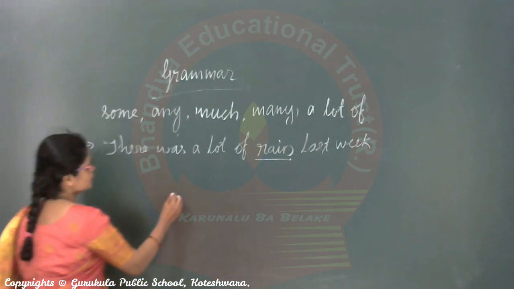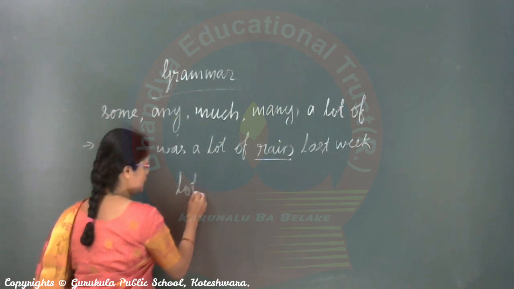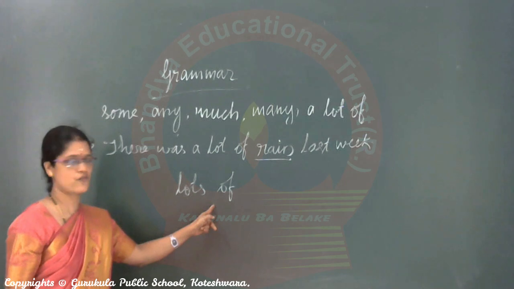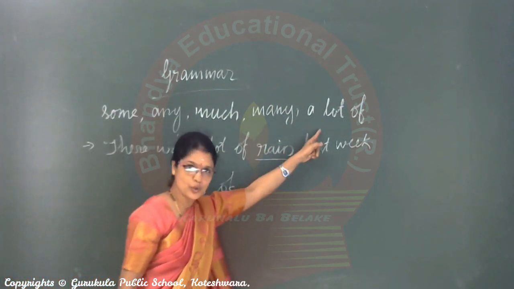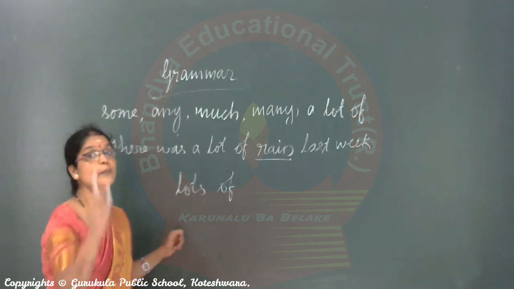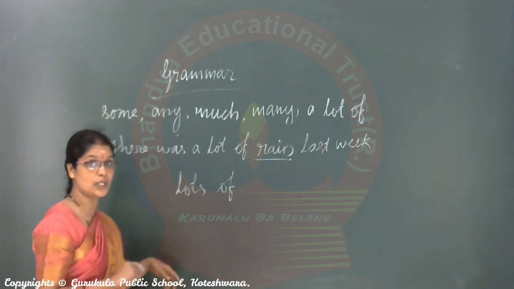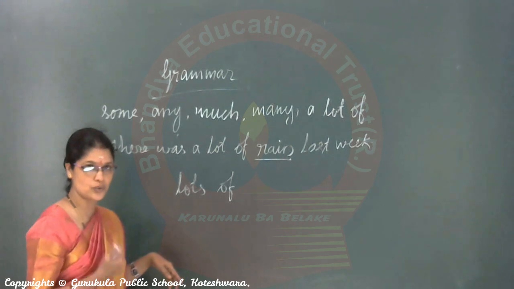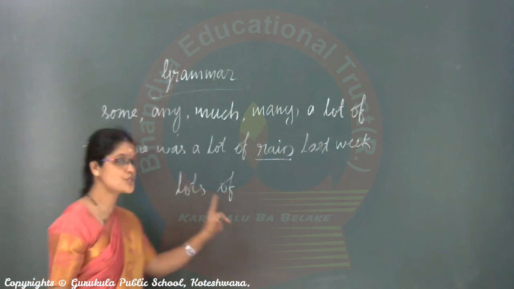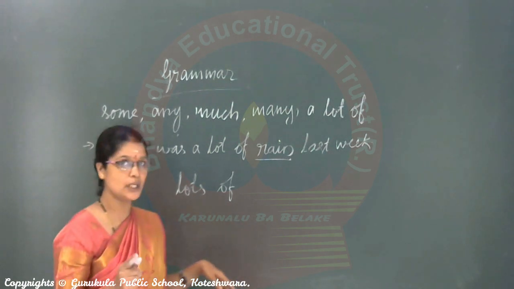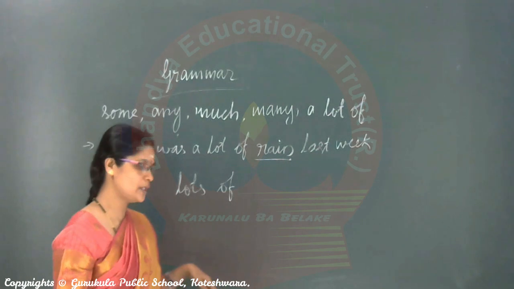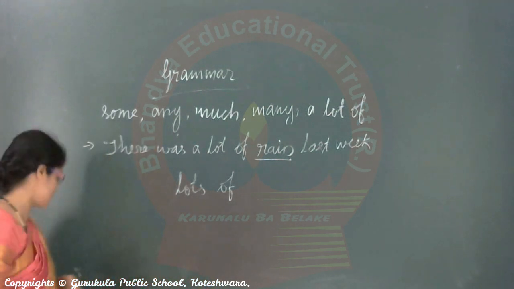Listen here. Lots of. A lot of and lots of have the same meaning. They mean a large amount, a large amount. A lot of and lots of, same meaning. What's the meaning? Large amount. Okay. One more point. Listen, children.